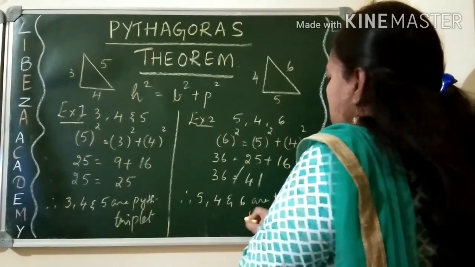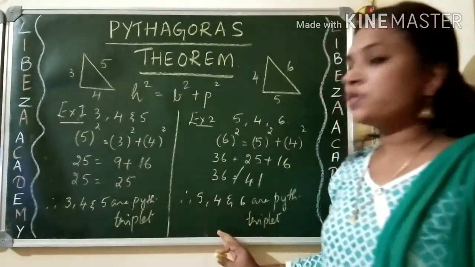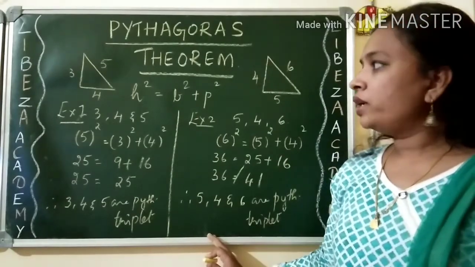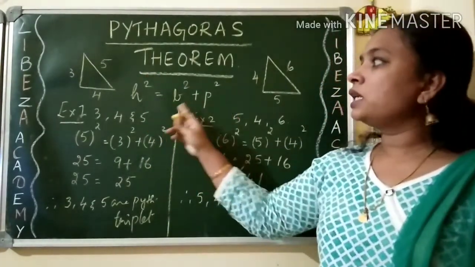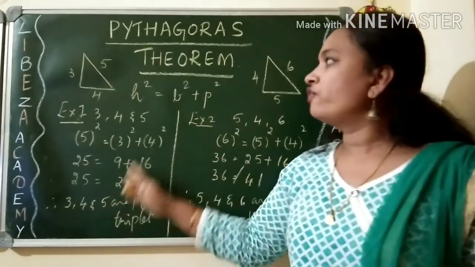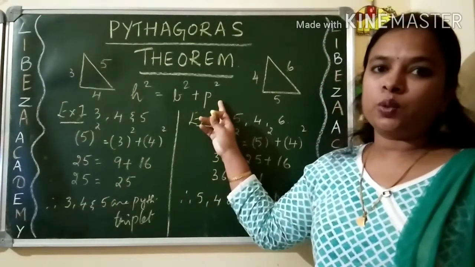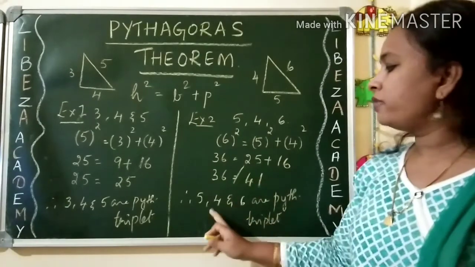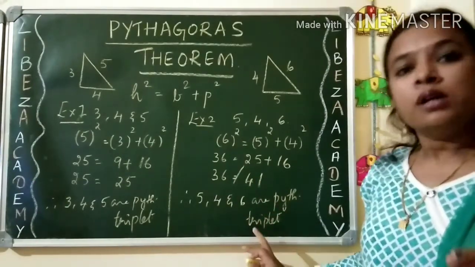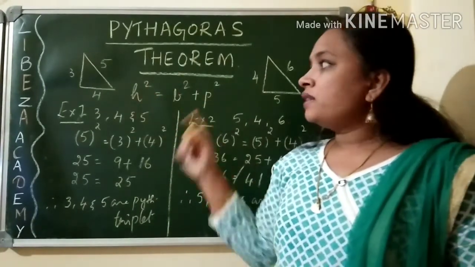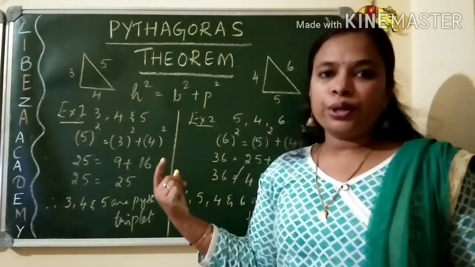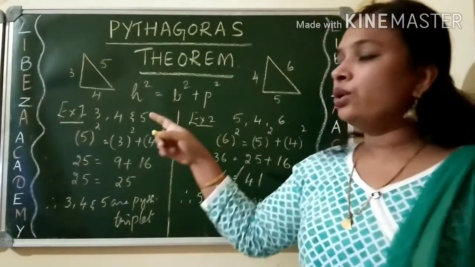From these two examples we come to know that whenever you have the hypotenuse square, it should compulsorily be equal to the sum of the base square and the perpendicular square. If not, then they are not a Pythagorean triplet. Now we will see in the next video how we are going to find one of the unknown values.